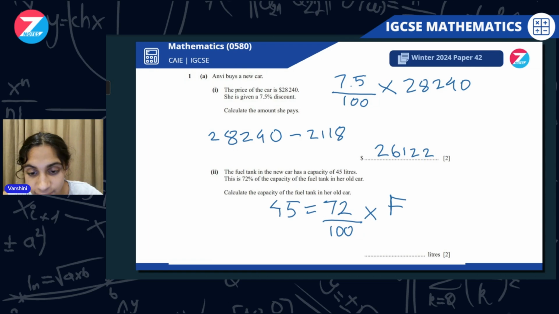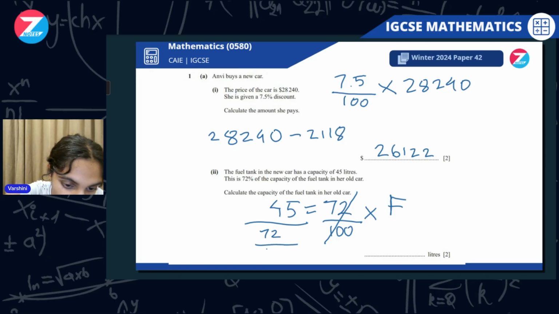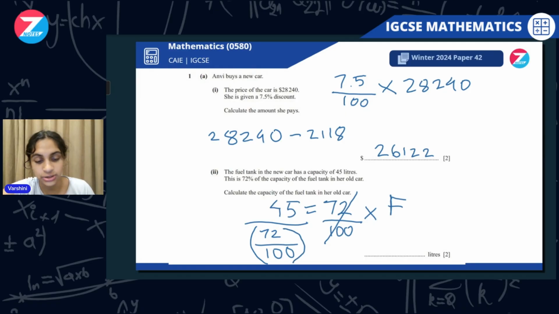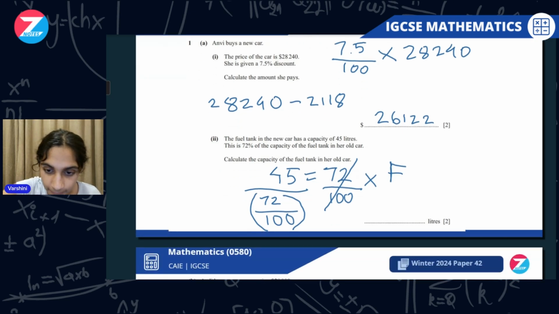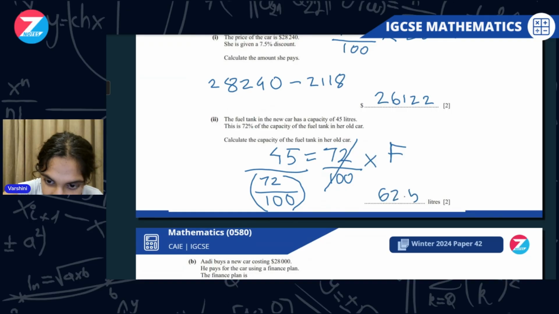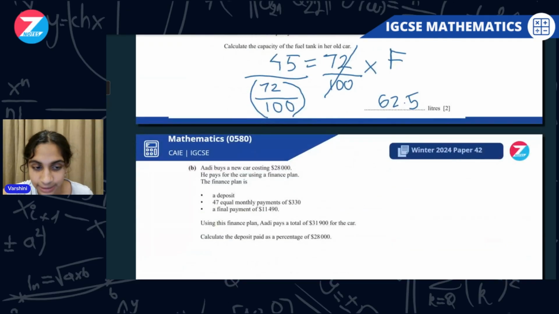So now to calculate F, we need to put this on the side of the equation with nothing else. So we've got to get rid of this. So we're going to divide both sides of the equation by 72 by 100. So it's going to become F is equal to 45 divided by 72 by 100. And do not forget to add the brackets because it's going to mess it up if you don't put them in your calculator. So it's going to be 45 divided by 72 divided by 100. And you get 62.5, which is our answer. So now let's move on to the next question.